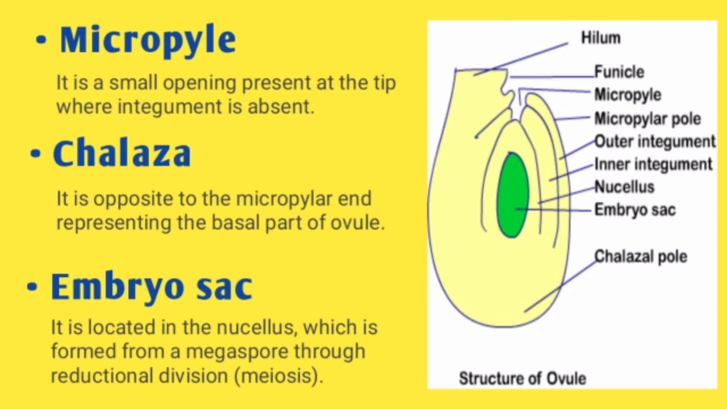The last part of the ovule is the embryo sac, which is also known as female gametophyte. It is located in the nucellus. So we will get the embryo sac in the nucellus, which is formed from a megaspore through reductional division. So we get the embryo sac from the megaspore by meiosis type of cell division, as we call meiosis reductional division. So till now we have discussed the main parts of the megasporangium or ovule.